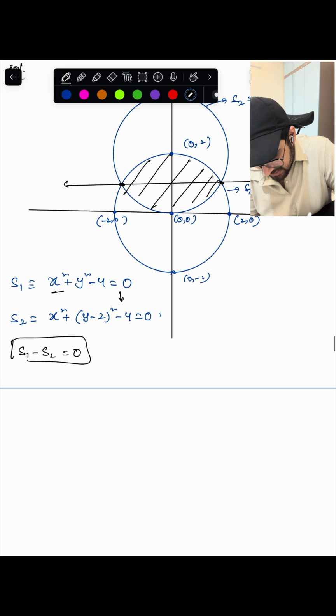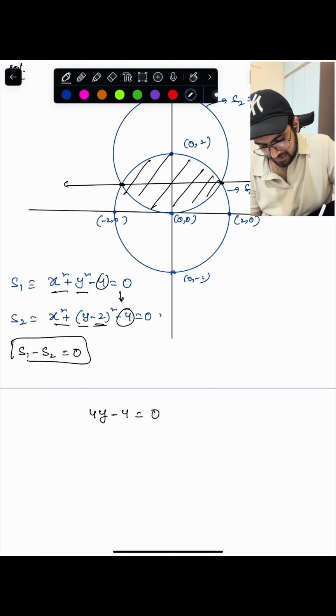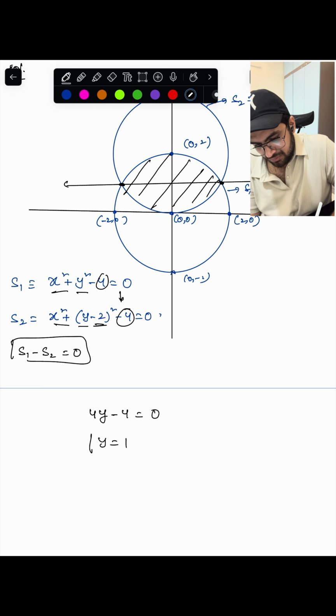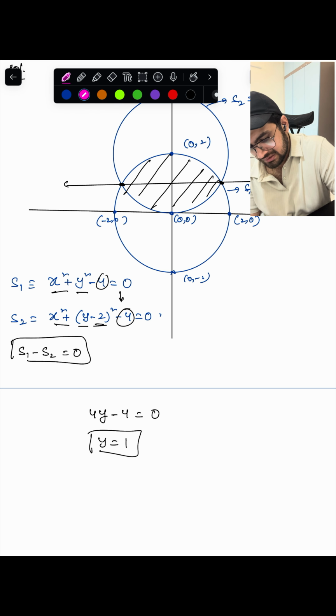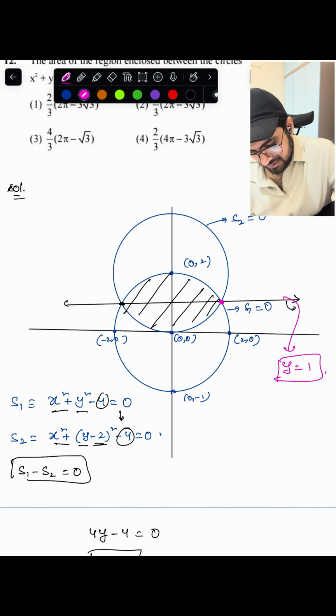So x square and y square will be cancelled out and you will be left with 4y, and minus 4 in this one and this minus 4 will cancel out, and minus 4 will be there, equals to 0. So that means y equals to 1 is the common chord. The equation of this line is y equals to 1. Now let me find the point of intersection.